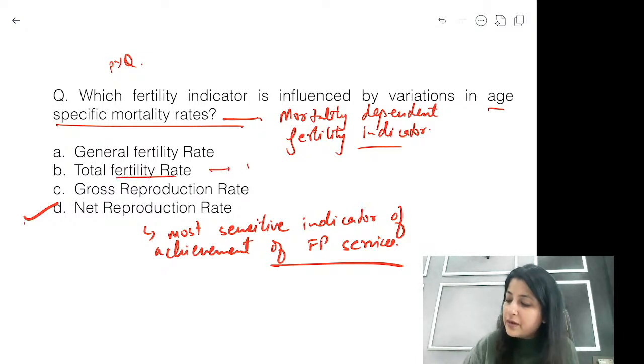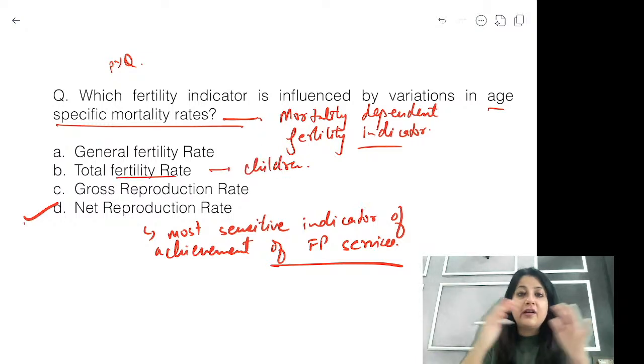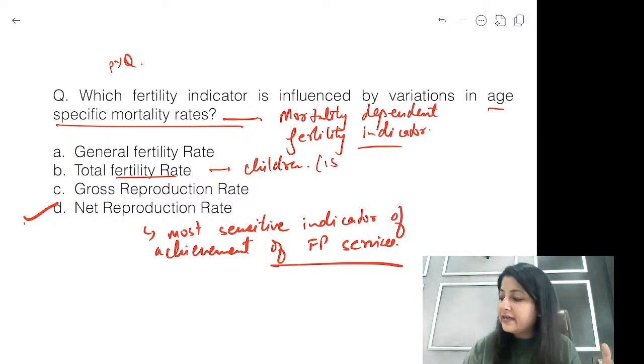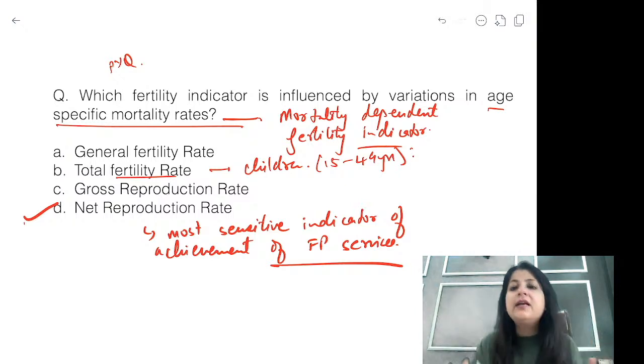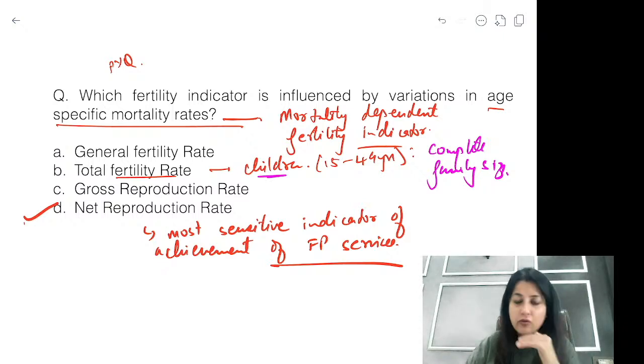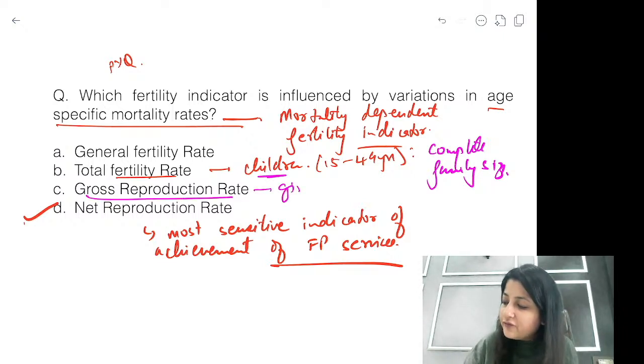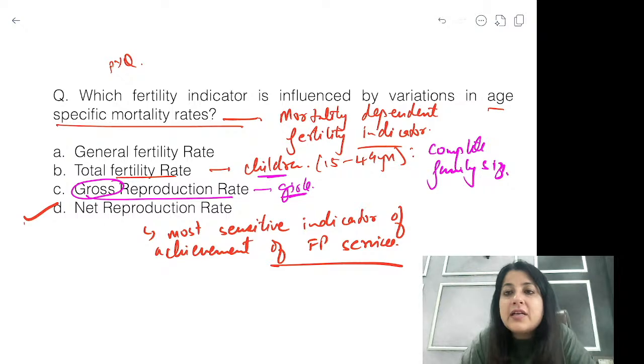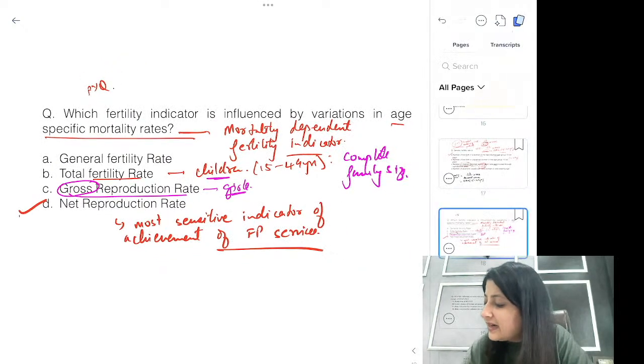What is TFR? The buzzword for TFR is total children from 15 to 49 years. Right from 15 to 49 years, how many children will a couple or a woman have? Children, it could be boys, it could be girls. So TFR is an indicator of what? Again a PYQ: complete family size. Now out of those children, how many are girls? If you have the buzzword girls, it is gross reproduction rate. And how many girls are going to stay alive? That means the mortality dependent fertility indicator is net reproduction rate.